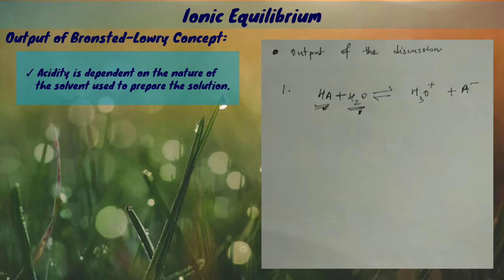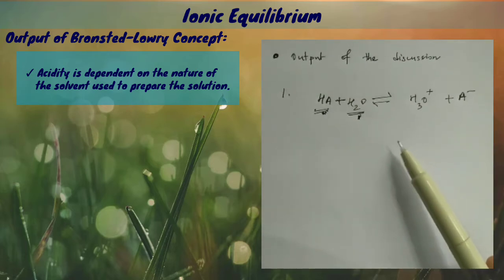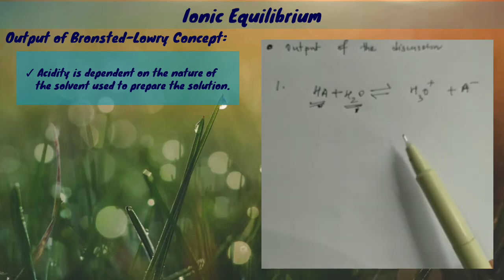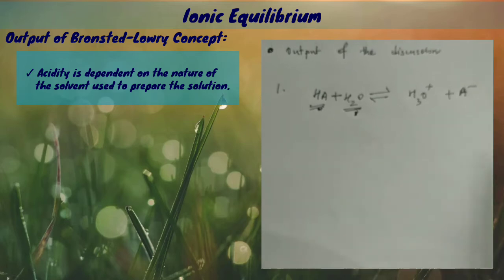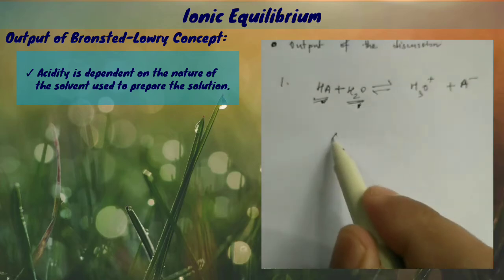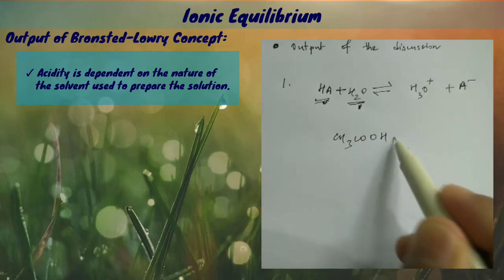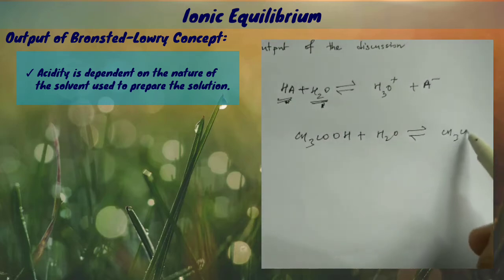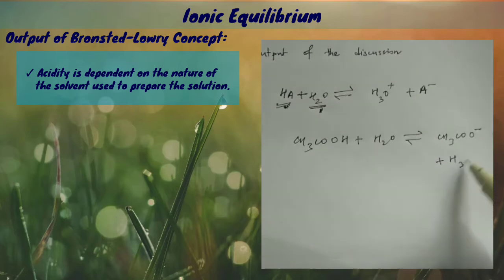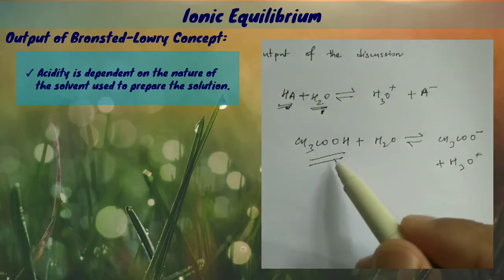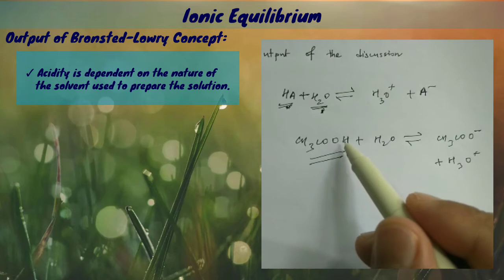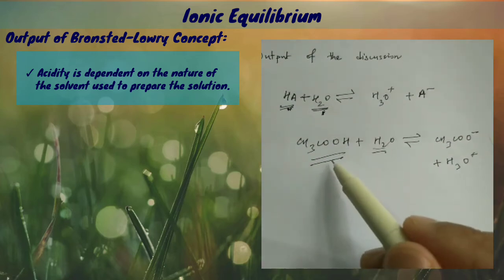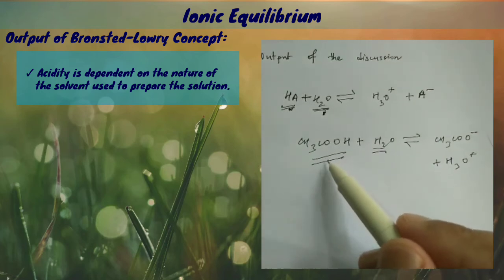You can also understand this concept by taking one example, for example acetic acid. Let's suppose an acetic acid solution. You add CH3COOH in water. Then no doubt you will get CH3COO negative plus H3O positive. That means it acts as an acid, because it can donate a proton to that other substance, or that other substance can accept a proton from that acid. So it acts as an acid.